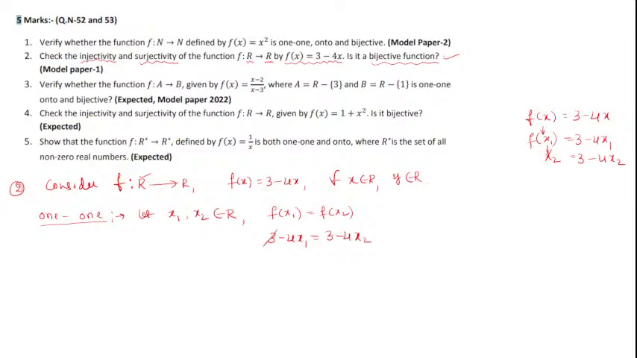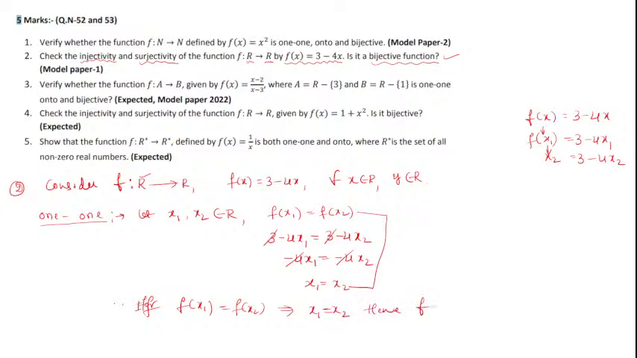On both sides 3 and 3 will get cancelled. Left with 4x1 is equal to 4x2, since the minus 4 on both sides also gets cancelled. You will be left with x1 equal to x2. So now we have satisfied the 1-1 condition. It means that if f of x1 is equal to f of x2, this implies x1 is equal to x2.